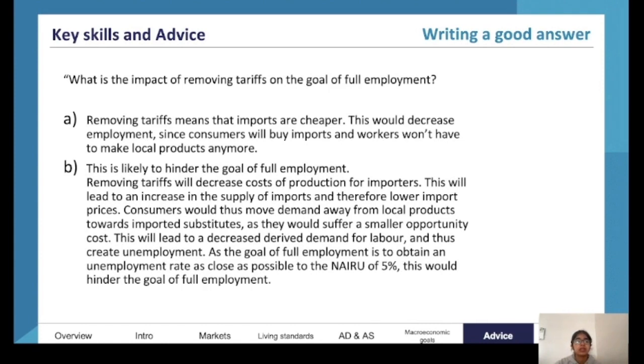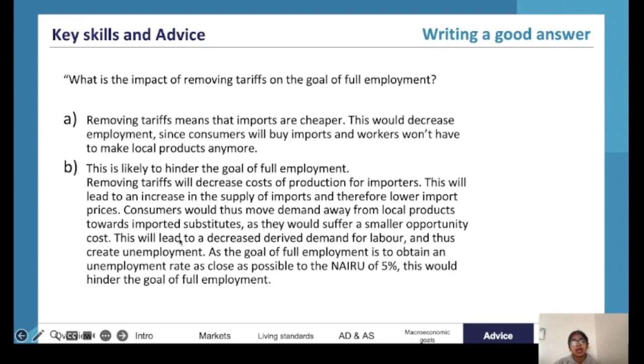Okay, let's look at the next part. So removing tariffs will decrease cost of production. So they've explained what effect. Decreased cost of production means more supply of imports and lower import prices. There we go. So that's where we're starting to get more logic and reasoning. So if there are lower import prices, consumers are more likely to demand imports and move away from their local products. So again, they've explained why the demand would change for imports.